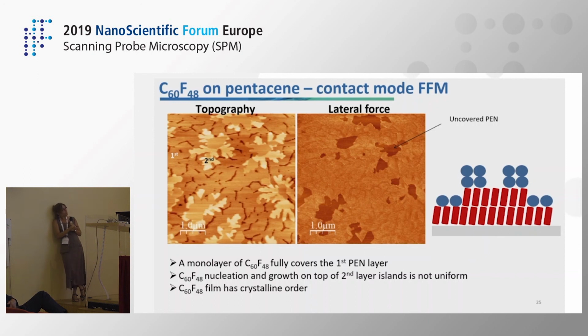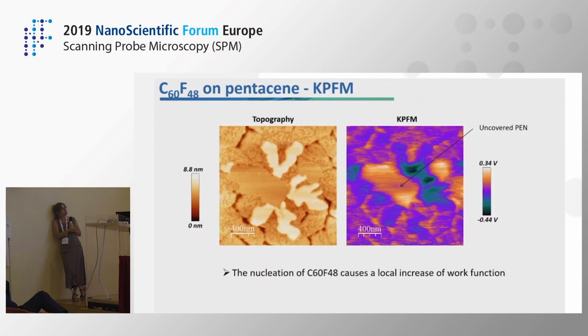Now, this nanoscale morphology is also reflected in the surface potential as measured by the Kelvin-probe force microscopy. So you can see the lower surface potential in all those areas covered by the fluorinated C60, indicating a local increase in the work function of almost 1 electron volt with respect to the uncovered pentacene.